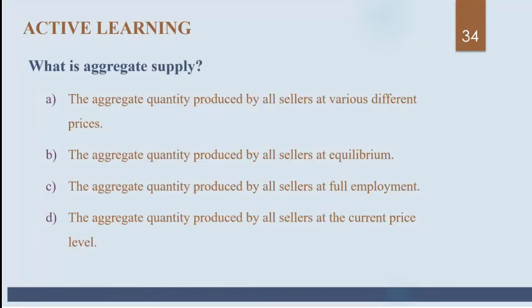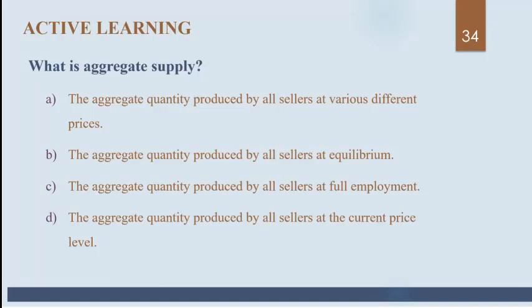When we draw the aggregate supply curve, it has nothing to do with the aggregate demand curve. It's when we put them together that we're determining things, right? And then C, it's the aggregate quantity produced by all sellers at full employment. Well, that's not true. It's just at different price levels, what would be produced. And only one of those points on the supply curve would correspond to full employment.